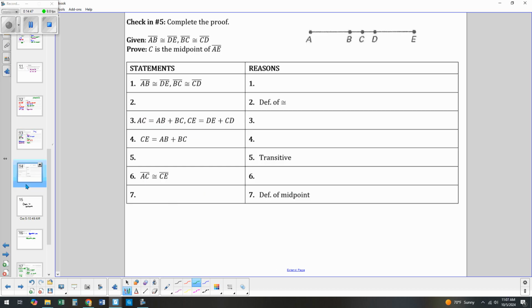So this is the last check-in. Pause if you'd like to give it a try, but answers are posted online. And that is the end of 2.5 segment proofs.